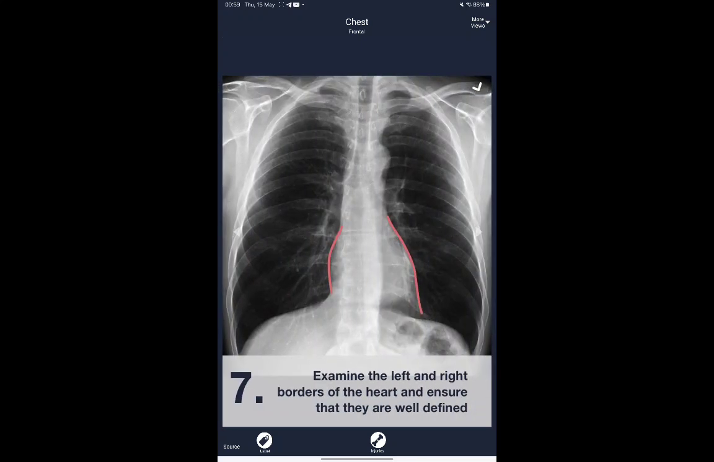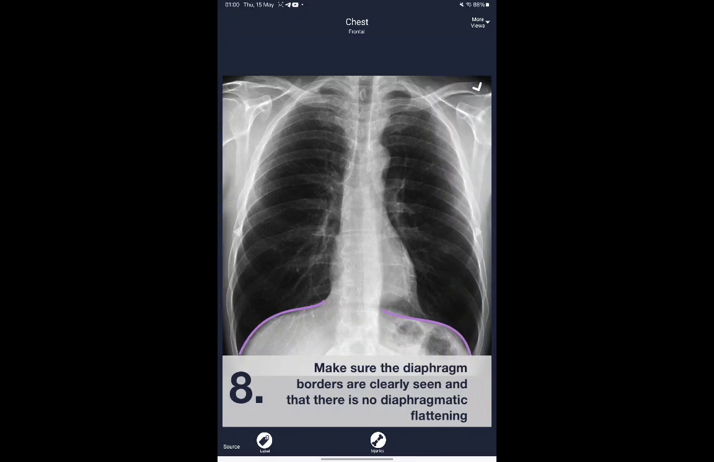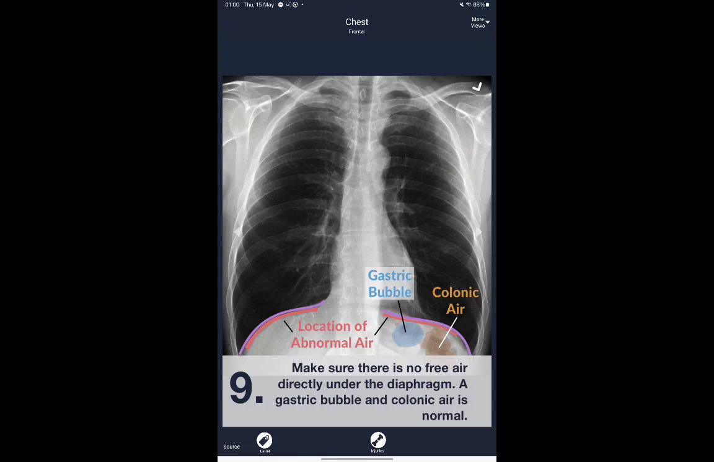Examine the left and right borders of the heart and ensure that they are well defined, in case of normal silhouetting of the heart. Make sure the diaphragm borders are clearly seen and that there is no diaphragmatic flattening. Make sure there is no free air directly under the diaphragm. Here is the gastric bubble we mentioned before.